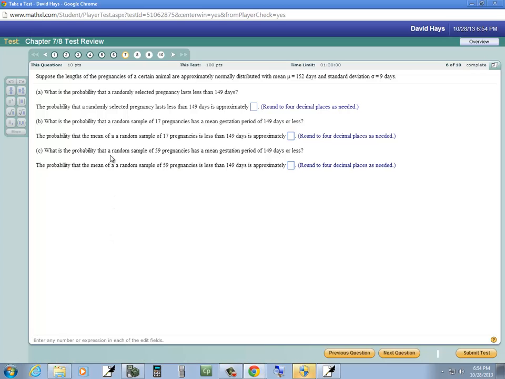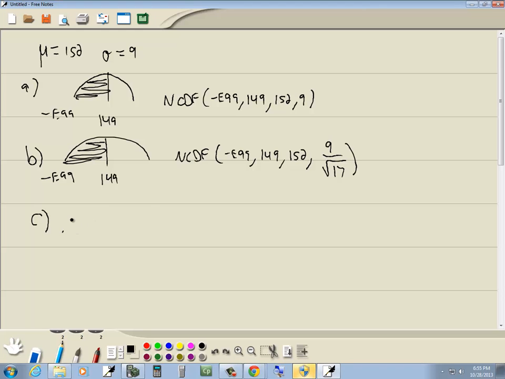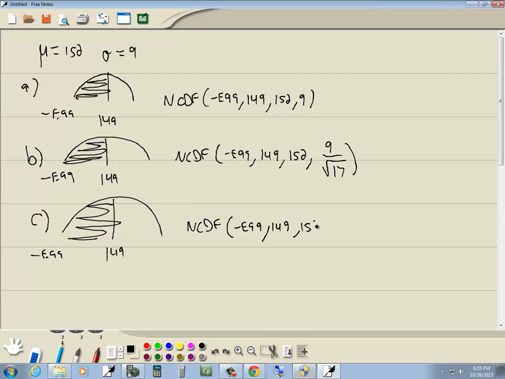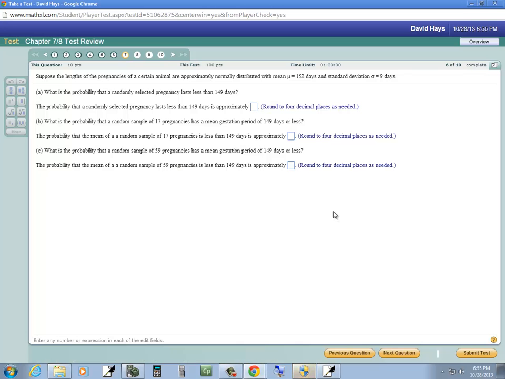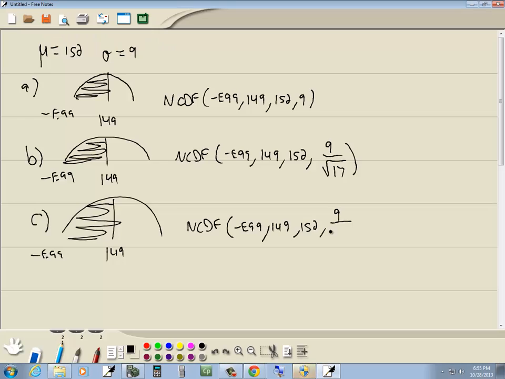C. What is the probability that a random sample of 59 pregnancies had a mean of 149 days or less? Still the same picture, 149, shaded to the left. Here's negative E99. This will be normal CDF, negative E99, comma, 149, comma, our mean, comma, our standard deviation divided by a square root of how many we have. We have 59 pregnancies, so that'd be square root of 59.